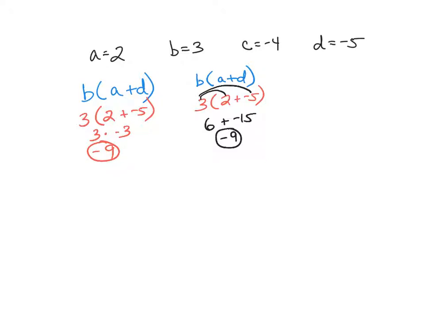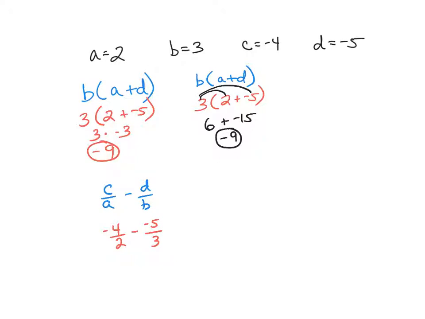So here's another one. If I was given c over a subtract d over b, and I wanted to solve that, once again, I'm just going to put in the information that I have. So c over a means negative 4 over 2, subtract d, which is equal to a negative 5. So I need to put in negative 5 over 3. And now I have negative 4 over 2 subtract a negative 5 over 3.